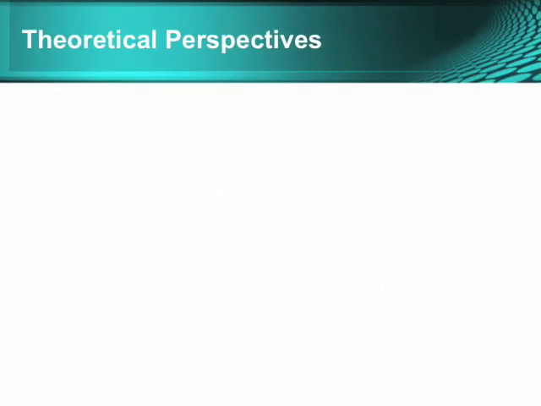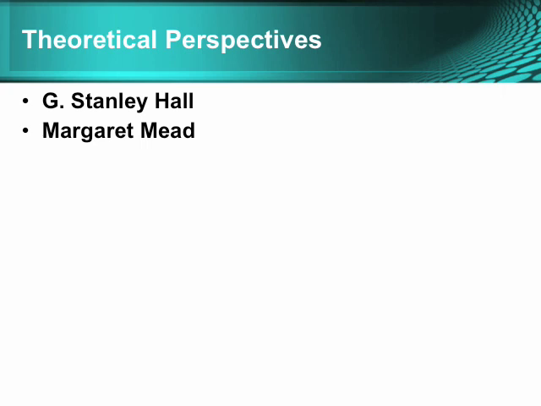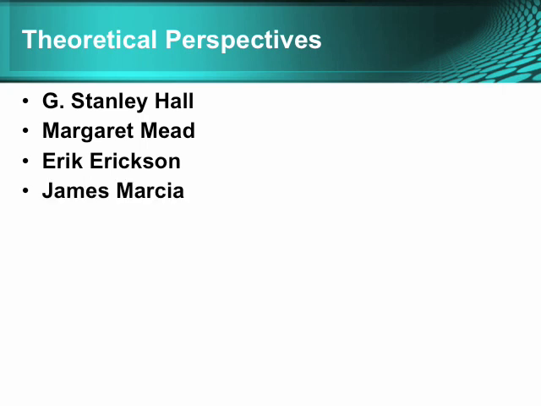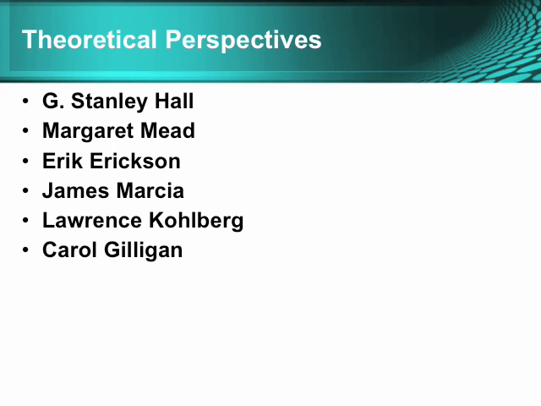We're going to take a close look at the main ideas of several theorists who are known for their work in adolescence. First of all, G. Stanley Hall, who's known as the father of adolescence; Margaret Mead, a famous anthropologist; Erik Erikson, who's known for his study of personality and identity; James Marcia, who extended Erikson's work in identity development; Lawrence Kohlberg, who's known for his work on moral development; and Carol Gilligan, who studied gender differences.